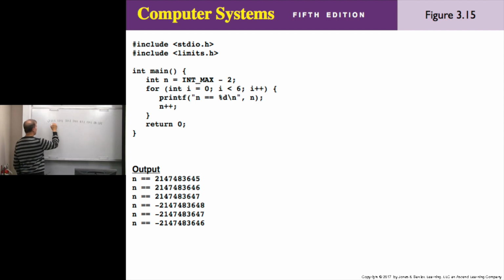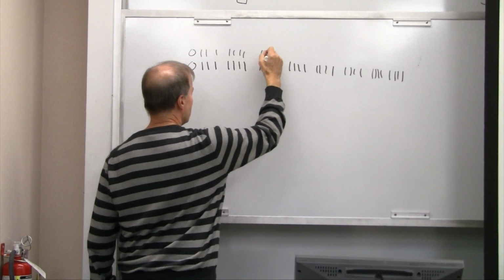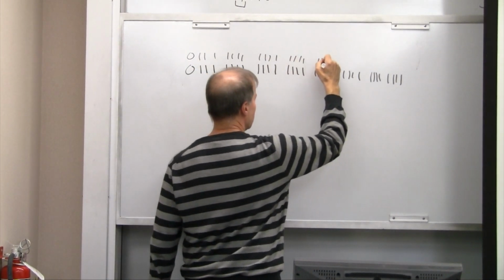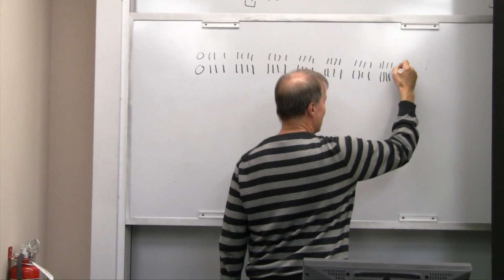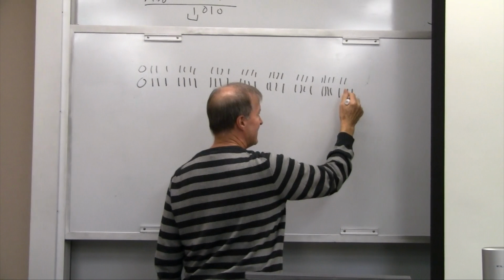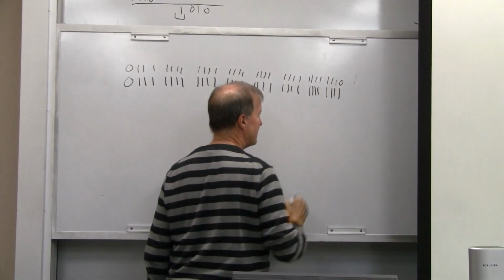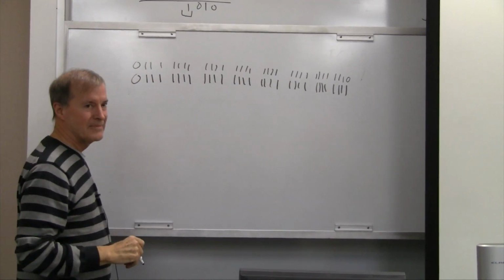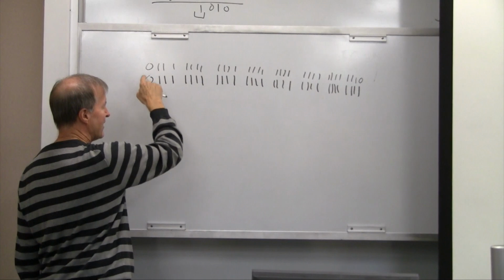What's the one just before this? It's 0, followed by thirty 1s, and then a 0. And guess what the hardware did? It added 1 to this, and it got this.